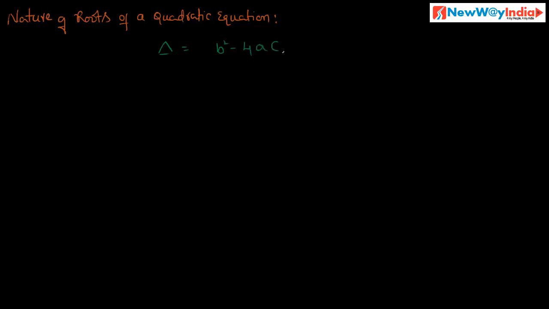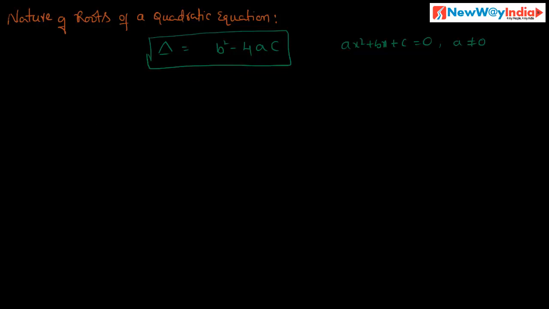This is the discriminant when the quadratic equation is ax square plus bx plus c is equal to 0 and a not equal to 0. Here a is the coefficient of x square, b is the coefficient of variable x, and c is a constant here. Okay, this is the discriminant. By using this discriminant we can determine the nature of roots of any quadratic equation.